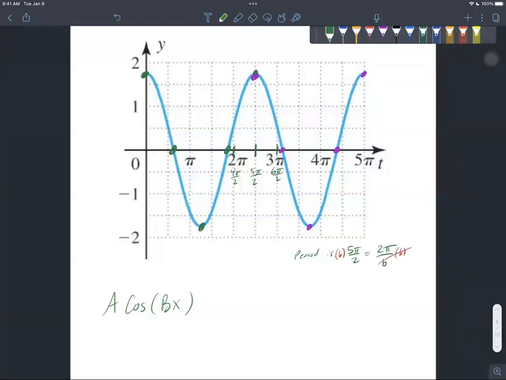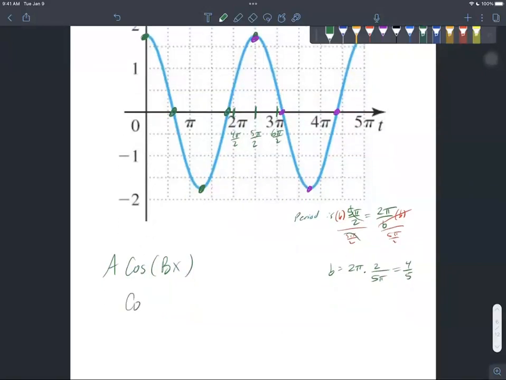And at the same time, let's go ahead and divide by 5 pi over 2. And so b is equal to, if all this stuff cancels here, 2 pi times the reciprocal of 5 pi over 2, which is 2 over 5 pi. The pi's cancel and we get 4 over 5. So far, we know that this is a cosine function with a 4/5 there.